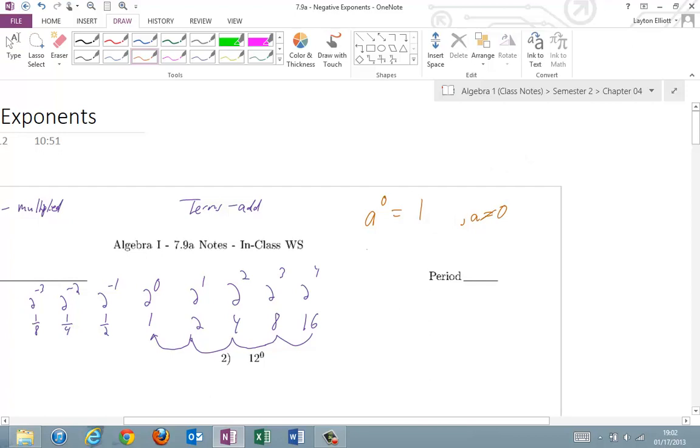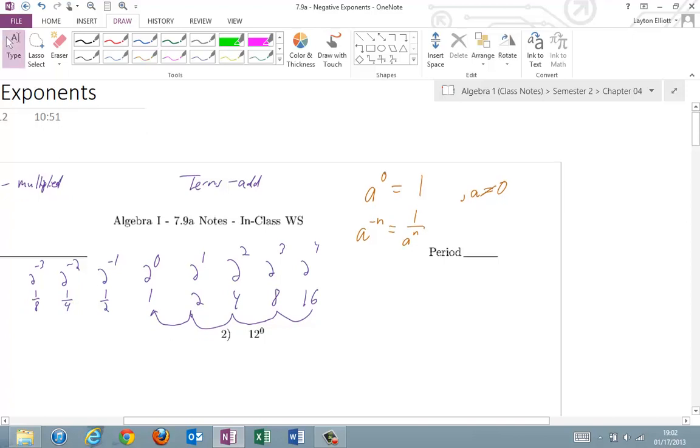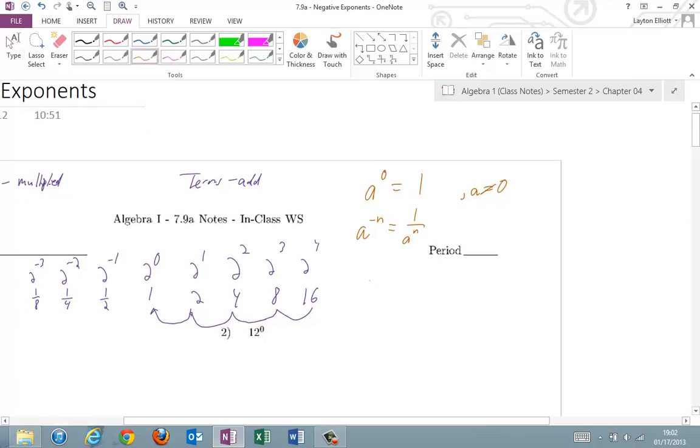The second thing is that A to the negative n is equal to 1 over A to the n. This has some significant consequences. Like if I have 1 over A to the negative n, that is equal to A to the positive n.